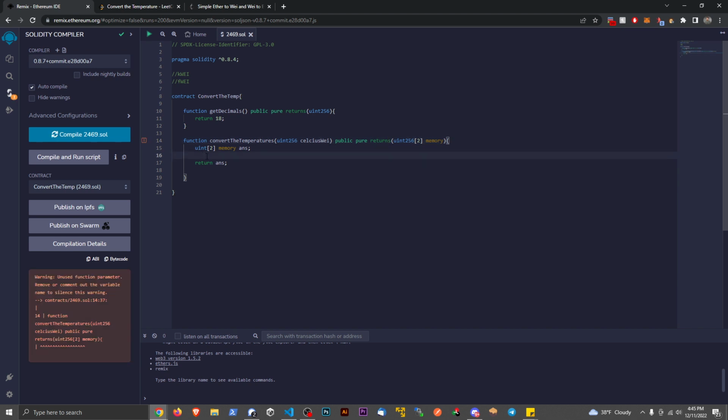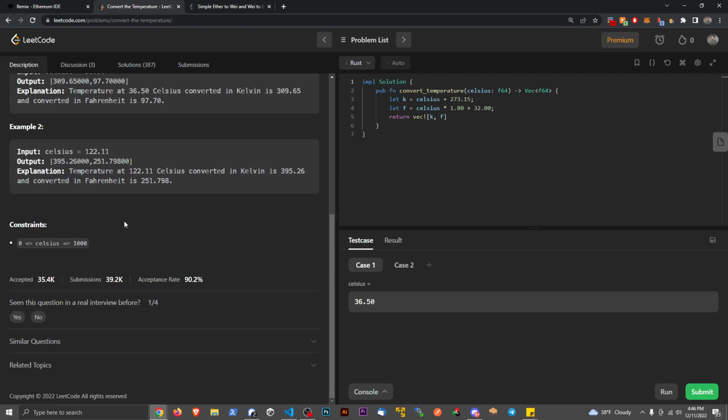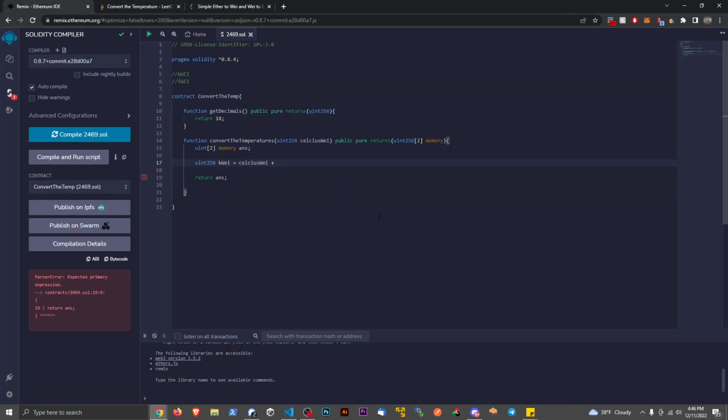Cool. So now we need to convert the number that we've taken in here. So we're going to say uint256 kWei, and this is going to be equal to cWei plus, and the conversion here is Celsius plus 273.15. Now remember, we need to convert this number too, because if we try to add this, it's not going to work. So we want to move this decimal point 18 places over. So we're going to get rid of that. 1, 2, 3, 4, 5, 6, 7, 8, 9, 10, 11, 12, 13, 14, 15, 16, 17, 18.